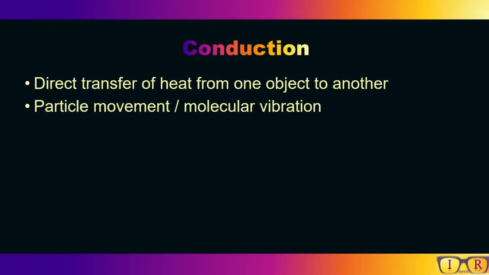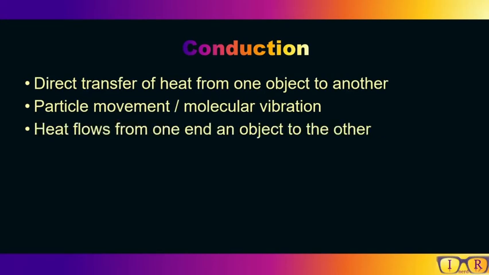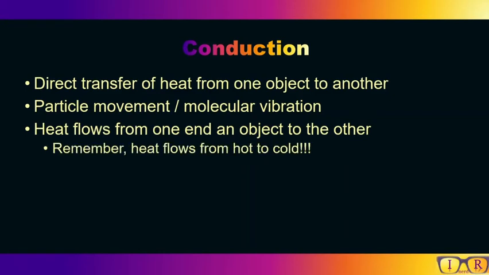In conduction, heat is transferred from one end of an object to another, as determined by thermal variation. Because remember, heat always flows from hot to cold. If there's no temperature difference, there's no heat transfer. As heat is applied to one end of an object, the molecules increase in vibration, and heat is transferred throughout the object. The key word to remember in conduction is direct.